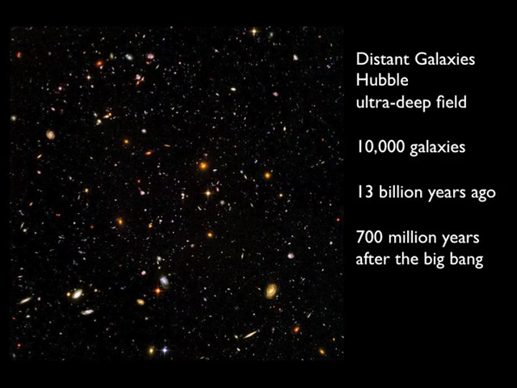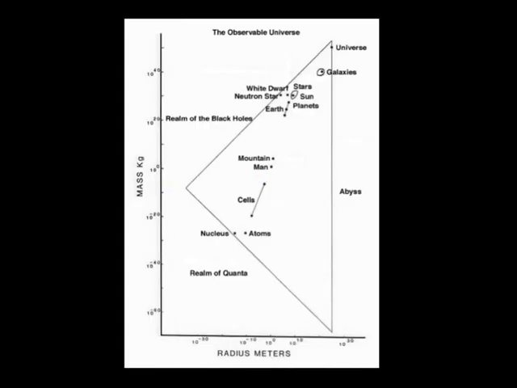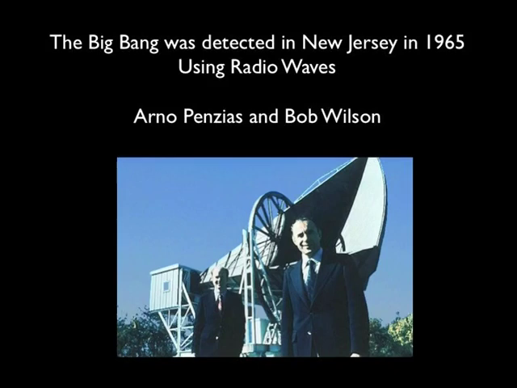So galaxies had formed 13 billion years ago. And we know that this is only 700 million years after the Big Bang. So the galaxies had time to form in 700 million years. So now, on the right-hand edge here, is the edge of the universe. Okay? That vertical line on the right, a constant radius, 13.7 billion light years. You can see the dot at the top there for the mass and size of the universe. And it was discovered in New Jersey.